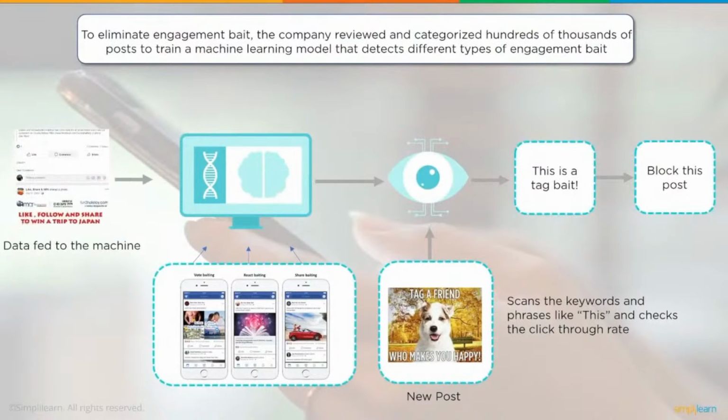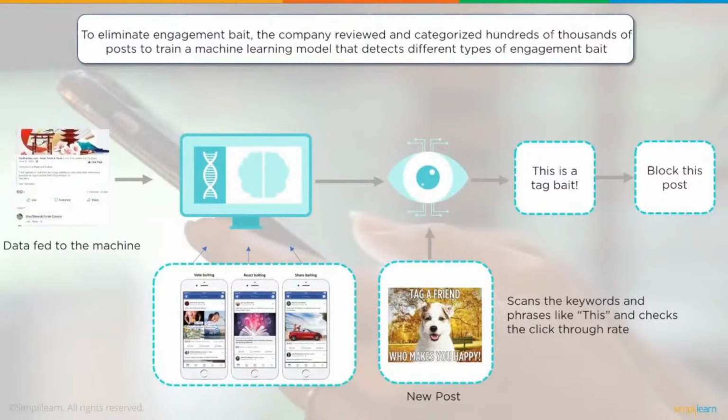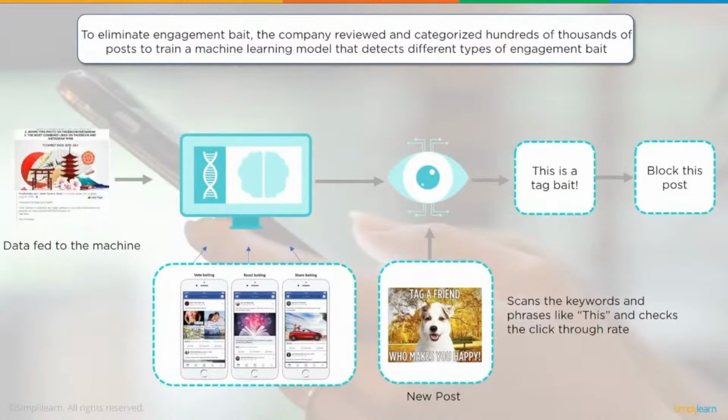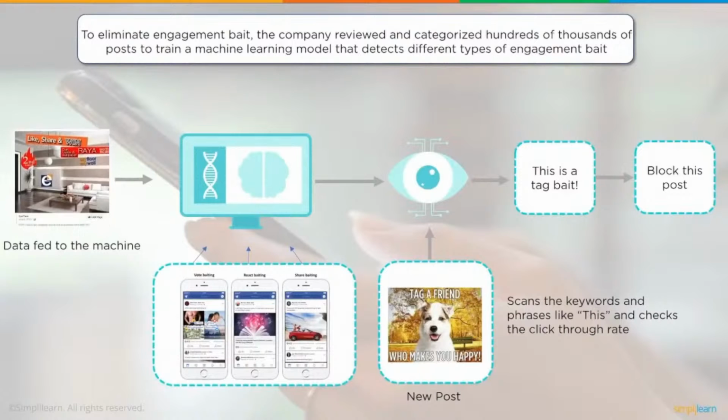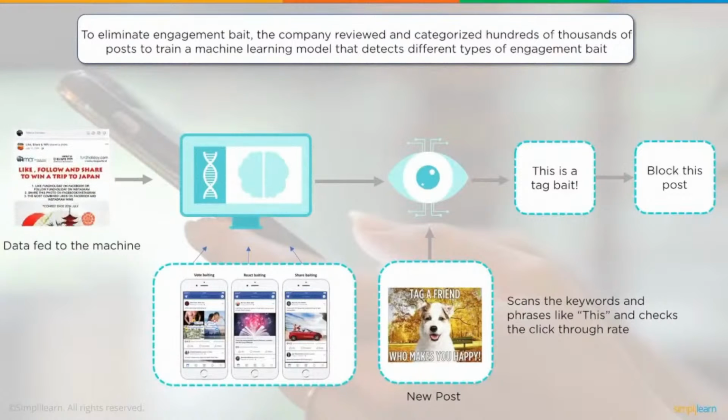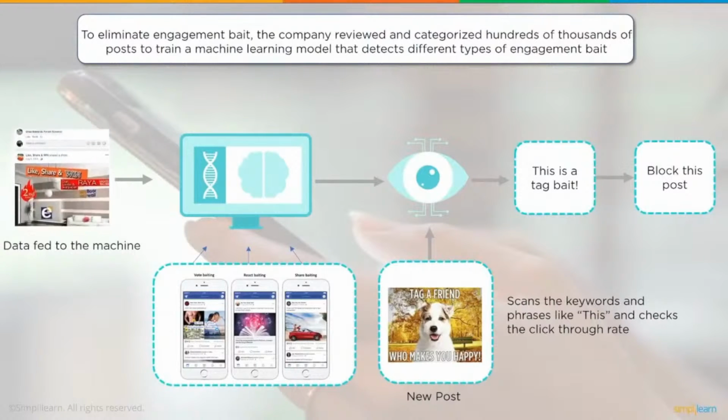So what Facebook did to eliminate this is they start scanning for keywords and phrases like this and check the click-through rate. So it starts looking for people who are clicking through without even looking at it, or clicking through on something that normally wouldn't be clicked through. Once Facebook has scanned for these keywords and phrases, it is now able to identify the spam coming in. And this makes your life easier, so you're not getting spammed.